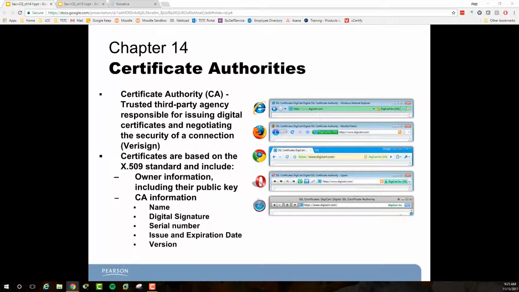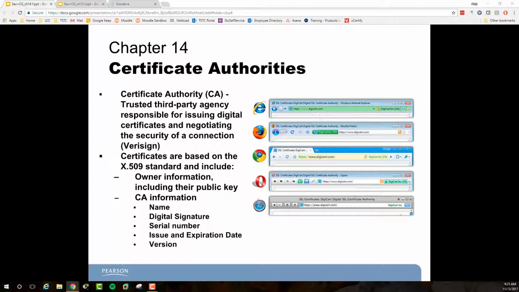A certificate authority is that trusted third-party agency that's responsible for issuing those certificates, negotiating the security of a connection. And oftentimes when you see this in a browser, you see a secure connection shows as being green in some way or having a lock on it. And here's a little bit about the different browsers. And you can see a lot of DigiCert here. That's one of the big names that comes to mind when you think about a certificate authority. So they are a trusted third-party agency. VeriSign is another instance of that.